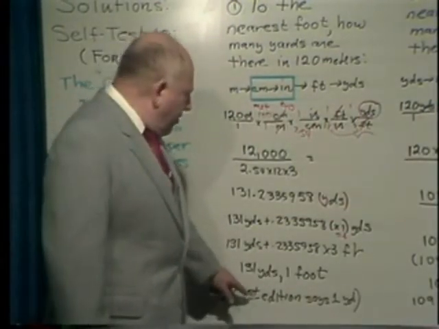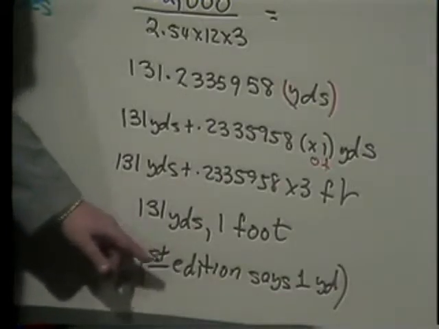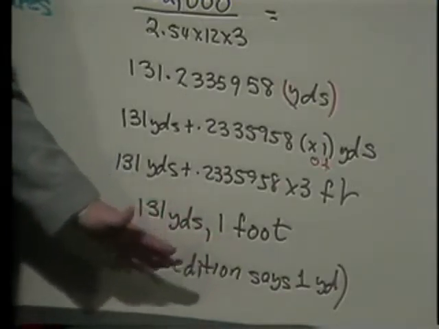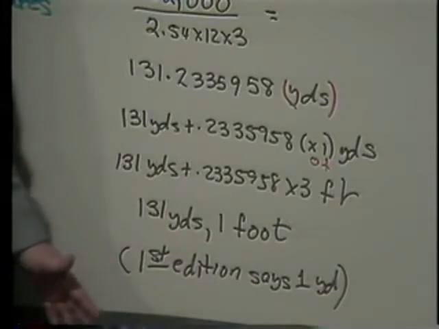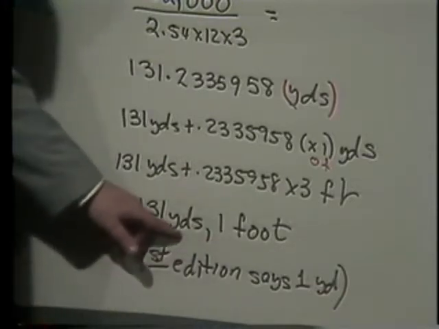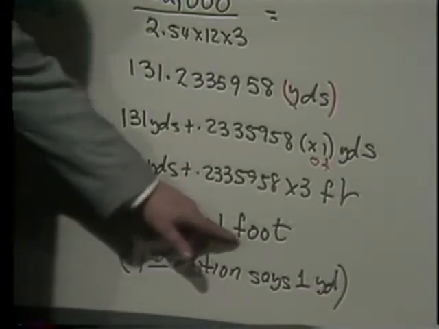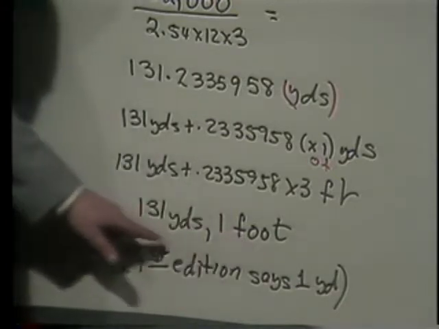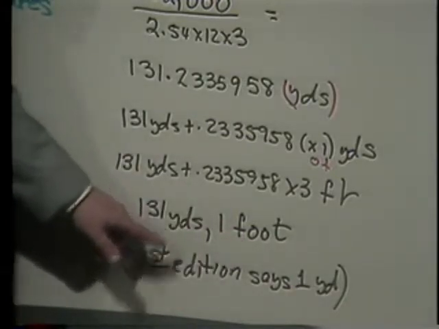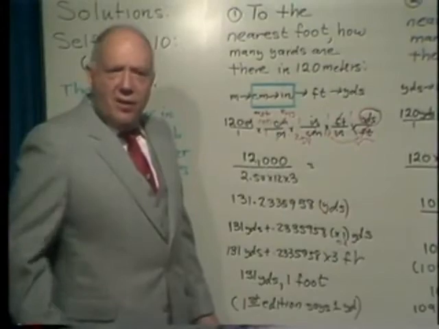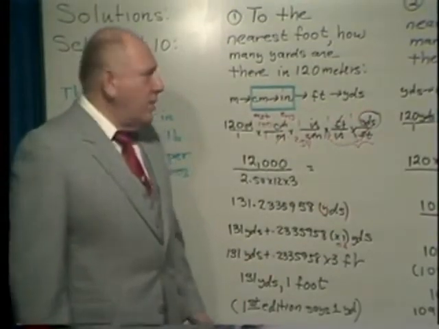In the first edition of the study guide, and I have to confess to this, I typed the whole thing myself, so I can't blame the typist. I just evidently got mesmerized, and I typed yards over here. In other words, the answer appears as 131 yards, comma 1 yard. It should be 1 foot. It's just a typo, okay?